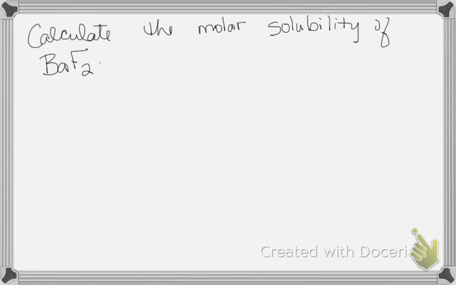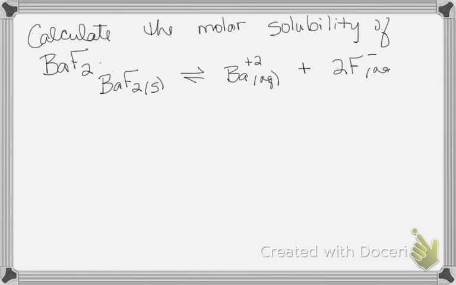Can you guys write the little equation for how that would dissolve? So what you would write for the equation is BaF2 solid. That would dissolve as barium ions, and barium ions have a +2 charge, and 2 fluoride ions. Any questions on that?